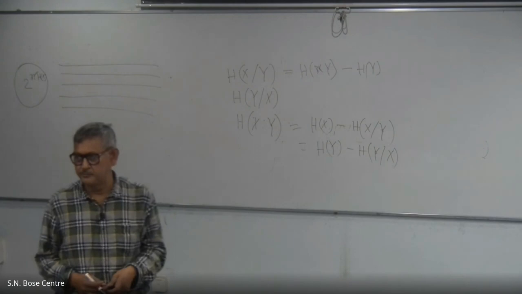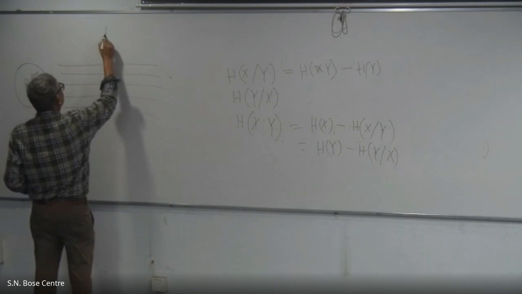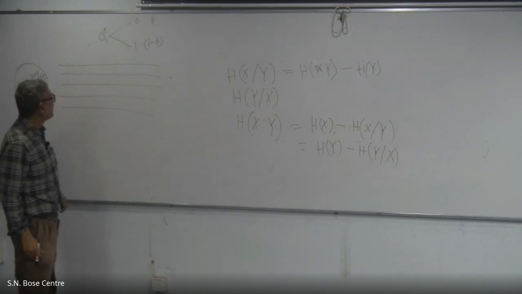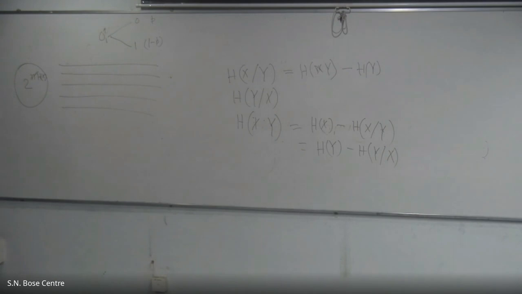Let me ask you one question. The channel is: 0 goes to 0 with probability P, and to 1 with probability 1 minus P. Now, can you tell me, if I take a particular sequence, let's say all zeros, and send these all zeros through this channel, what will be the sequence on the other side?